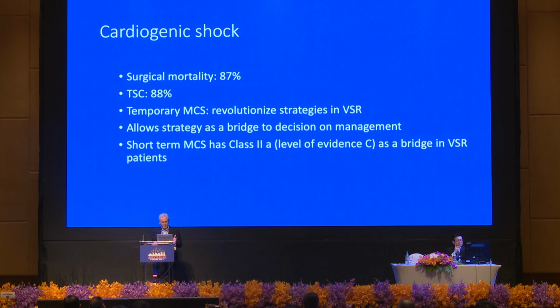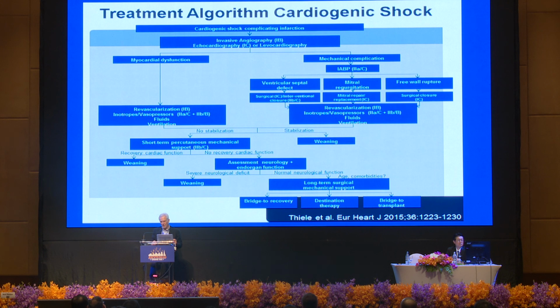So most groups that see a lot of these feel that mechanical support for these patients really is going to revolutionize our strategies for dealing with a rupture, and we can make good decisions as a team to decide how to manage them. And there's even now been a Level 2A, Class C evidence for bridging severe VSR patients with mechanical support. And this is a rather busy slide, but it helps you to manage patients that have cardiogenic shock.